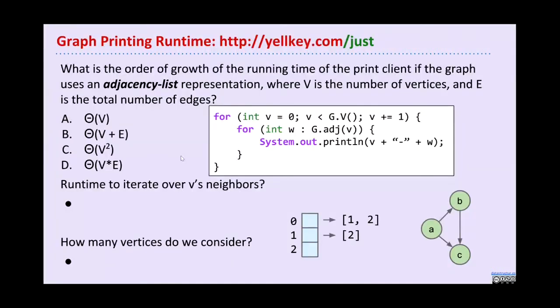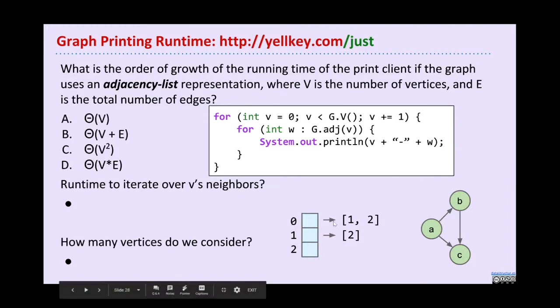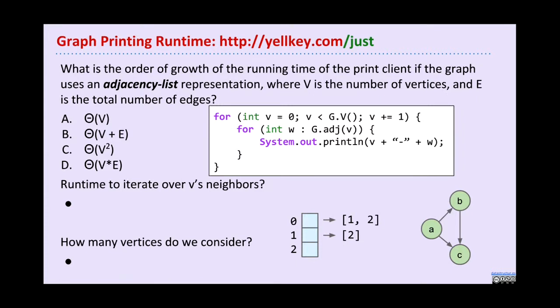All right. So question for you. What is the order of growth of the runtime of print if we use adjacency lists instead? Let's say V is the number of vertices and E is the total number of edges. So E is not the number of edges per vertex. It's the total number. So here E is 3. Okay? So I've given you some scaffolded questions you can ponder. Good luck.